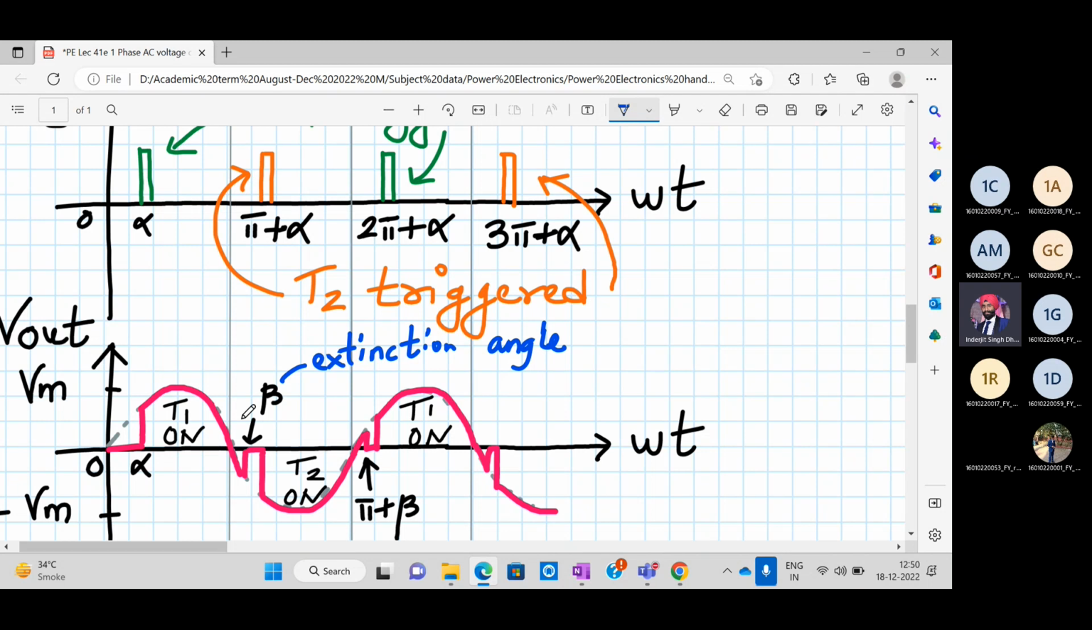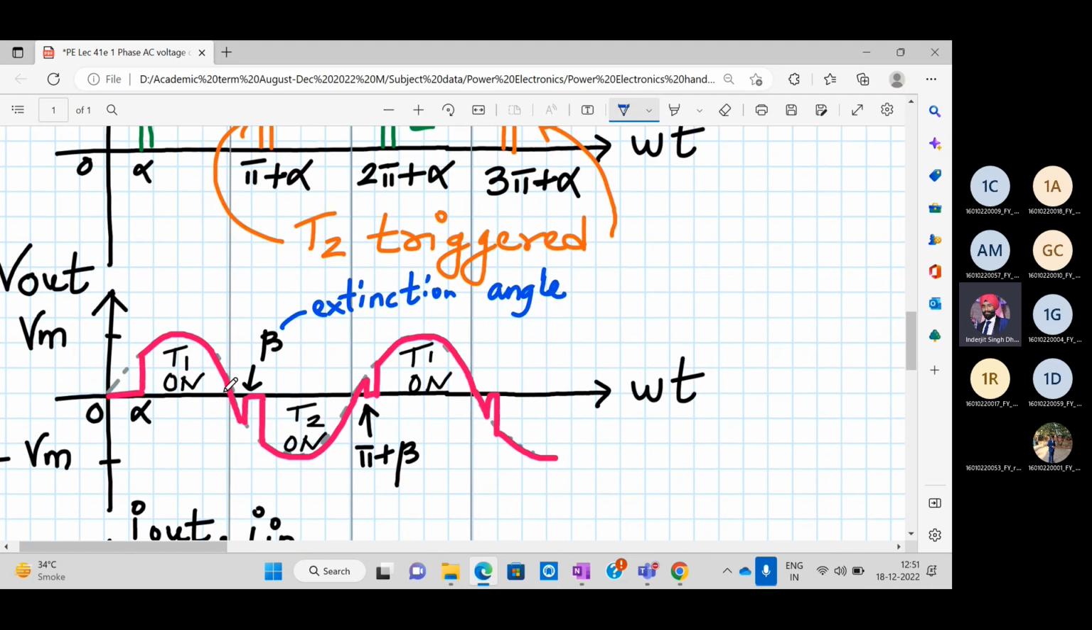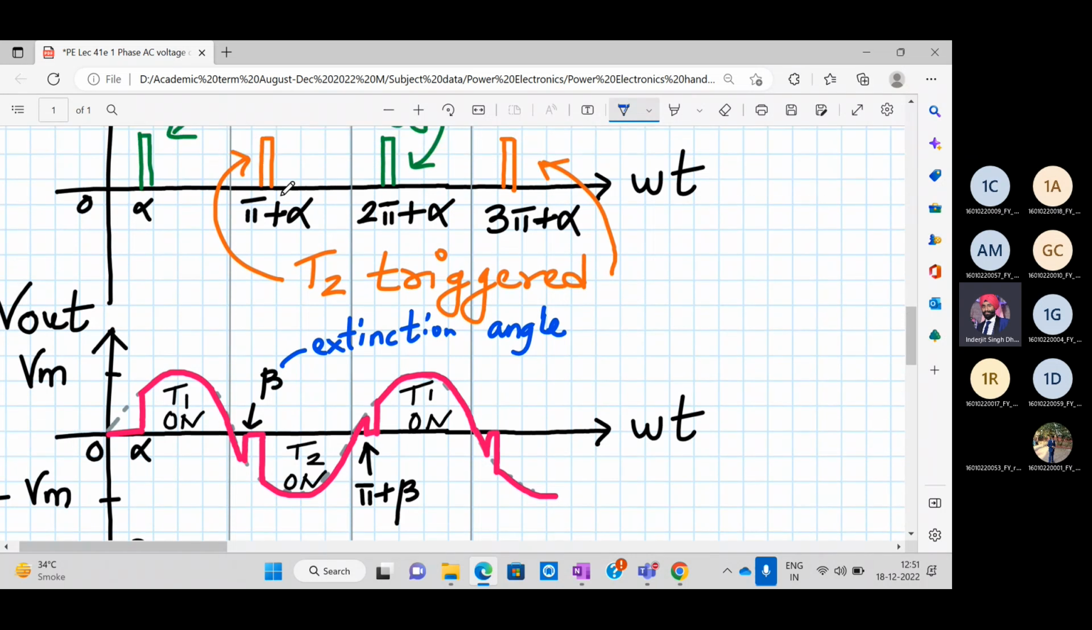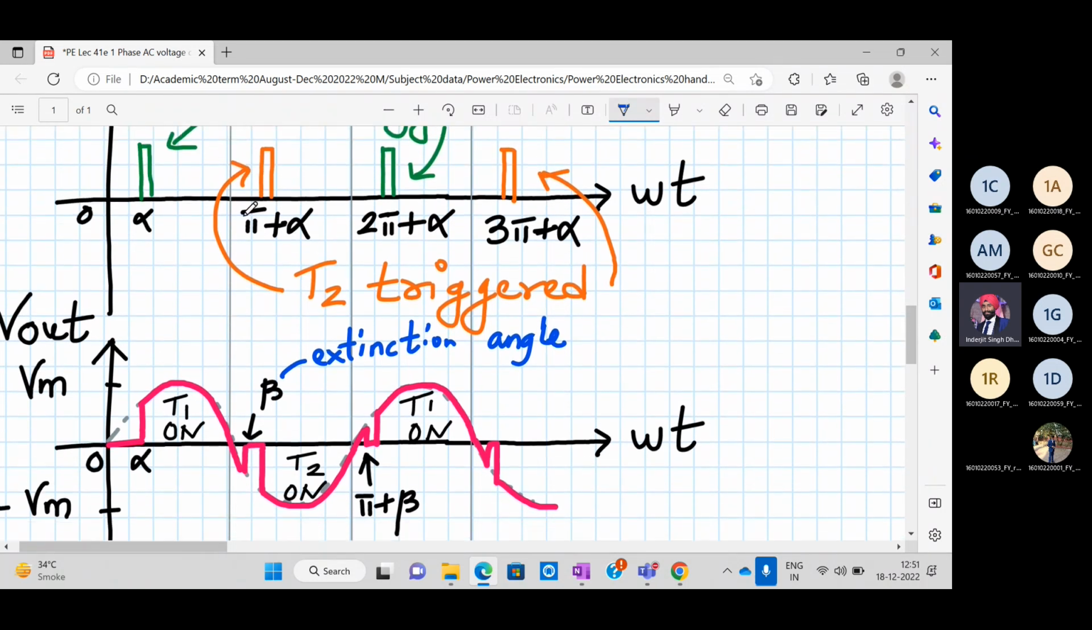So y'all can see right over here. This is the value beta, and up till here your output is following the input, and then from beta to pi plus alpha, none of the SCRs are conducting. But SCR number T2 is eligible to turn on. So when a triggering pulse arrives at pi plus alpha, your SCR T2 will turn on and it will follow the input. Again, it will conduct till pi plus beta, right?